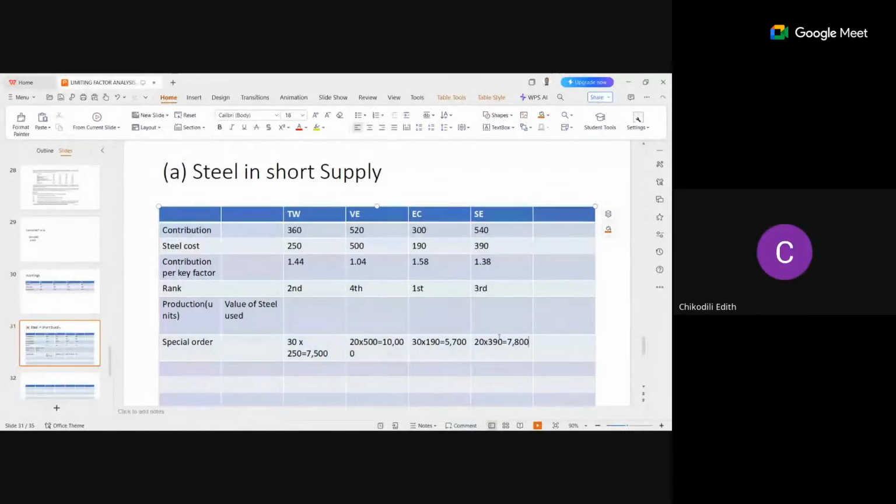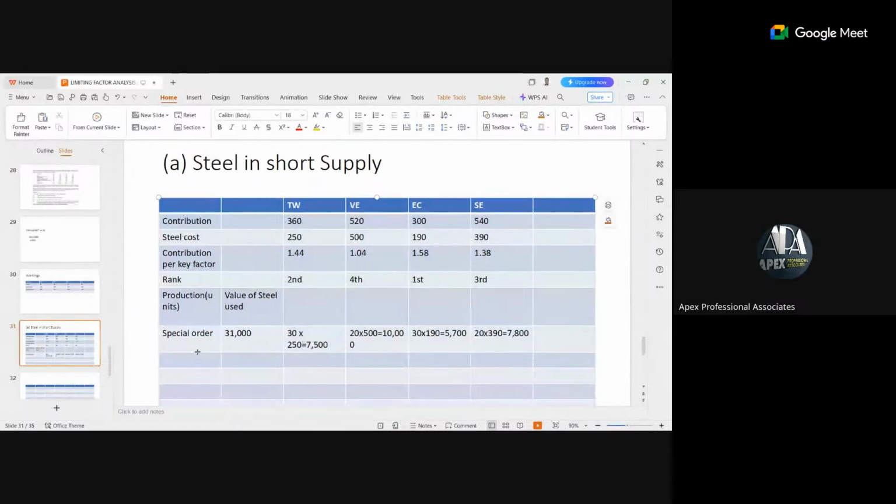So kindly add this whole value: 7,500 plus 10,000 plus 5,700 plus 7,800. How much are we spending overall for the special order? 31,000. Take note. How much do we have? We have 250,000, right? Yes. So it means the money we have has reduced.